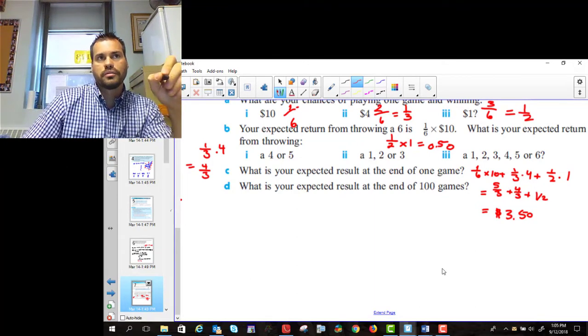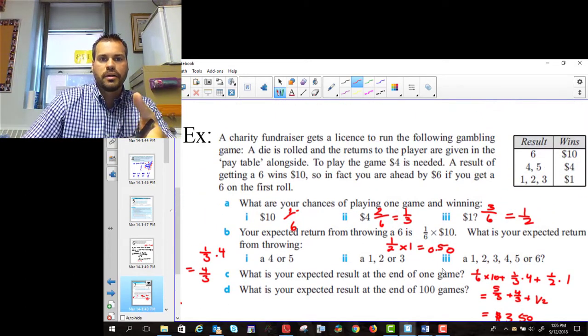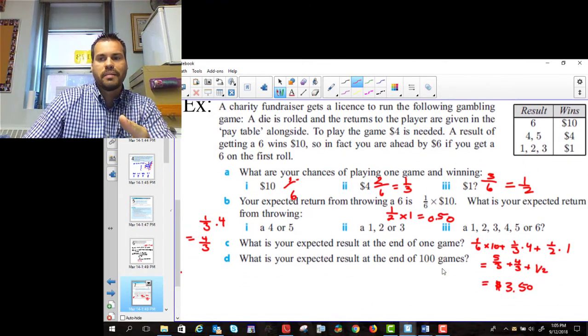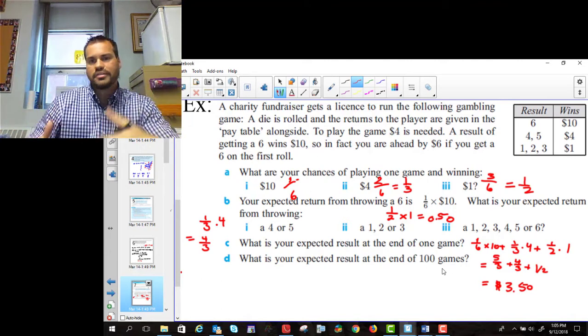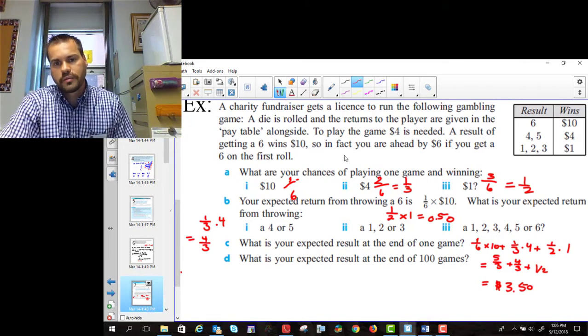I paid $4 to play, so it makes sense because the game is set up so they're going to make money, right? It's a fundraiser, so the organizers aren't going to set it up so that they lose. So you are going to lose, and that's how most casino games work.